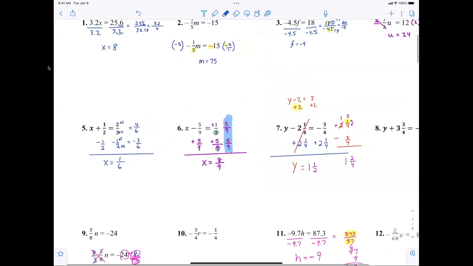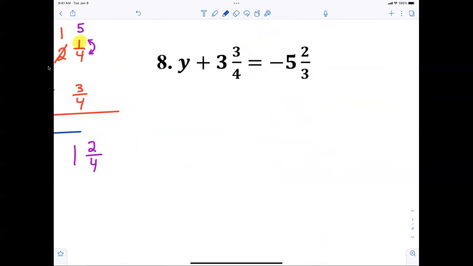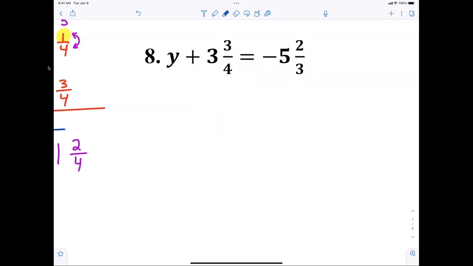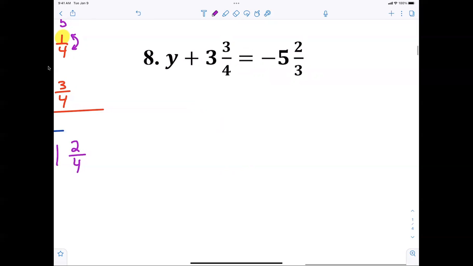Let's take a look at number 8 now. Number 8's a really nice one again. So what are we doing? Tell me what to do. So it's y minus, but do you change it? How do I undo addition? Subtraction. So minus, everybody's putting minus 3 3/4. Minus 3 3/4.